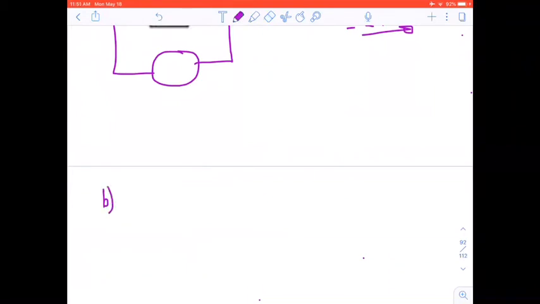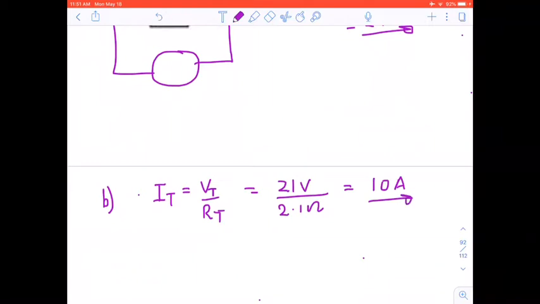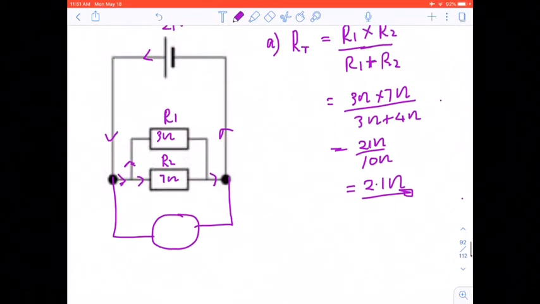Okay, here we say I total is equal to total voltage, which is our battery voltage, upon total resistance. Our total voltage of the battery we know is 21 volts, all upon the total resistance, which is 2.1 ohms, which tells us that this battery current is 10 amps. Wow. Comparatively now to that other one, the circuit current is 10 amps.